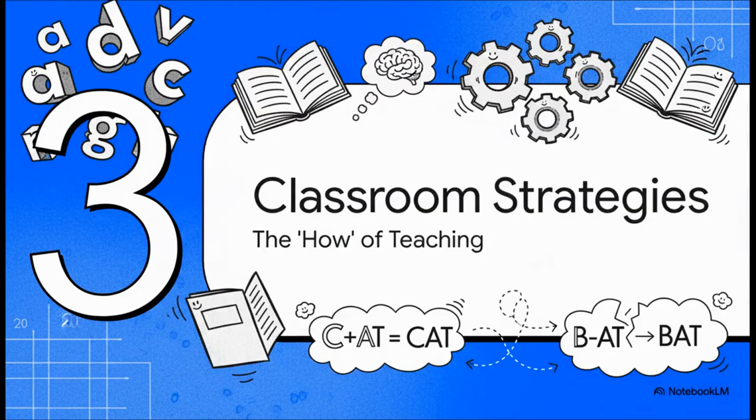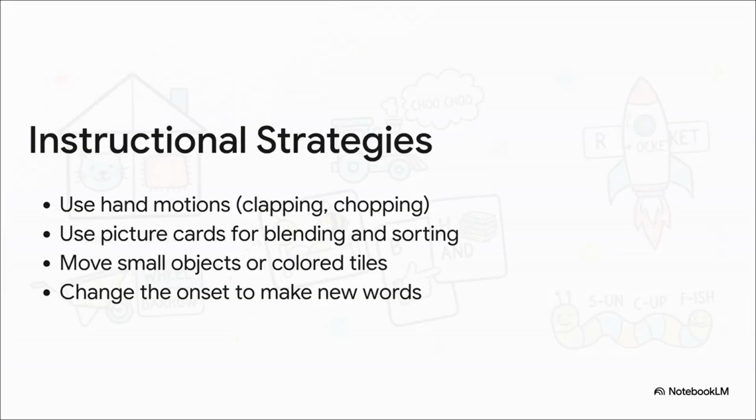All right, we've nailed down the why and the what. Now for the really fun part, the how. Let's jump into some super practical, hands-on strategies you can literally start using in your classroom tomorrow. The absolute key here is to make this learning multisensory and active. Get your students using their hands. They can clap or do a little karate chop for the onset and rhyme. Use picture cards for fun sorting games. You can even use simple things like colored blocks or tiles, maybe one color for the onset, another for the rhyme, to make these sound concepts totally concrete.